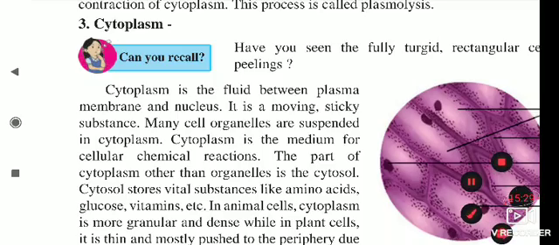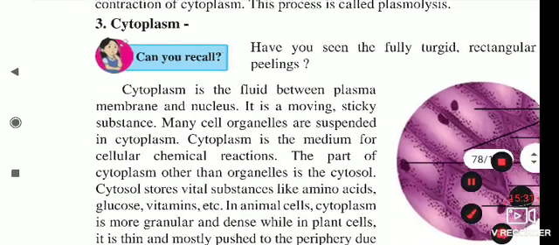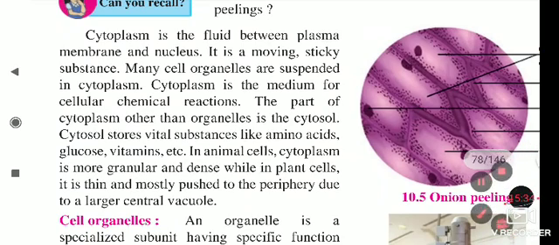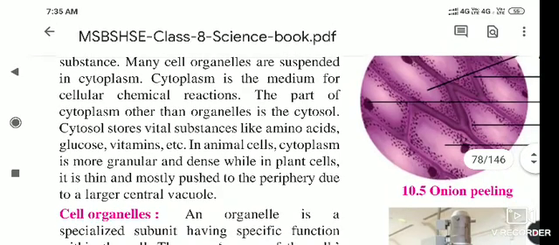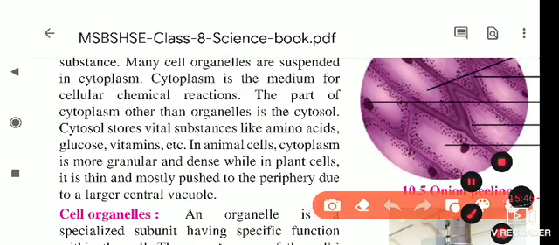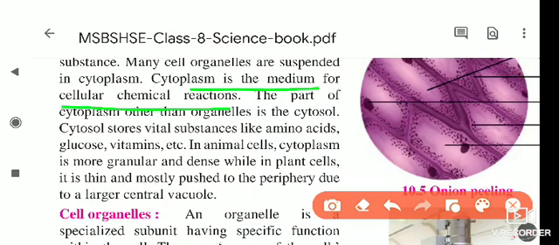So what is cytoplasm? It is a fluid between the plasma membrane and the nucleus. It is a moving, sticky substance. Moving means it is like a gel or watery substance, and it has cell organelles inside it. Cytoplasm is the medium for cellular chemical reactions. The part of cytoplasm other than organelles is called cytosol.